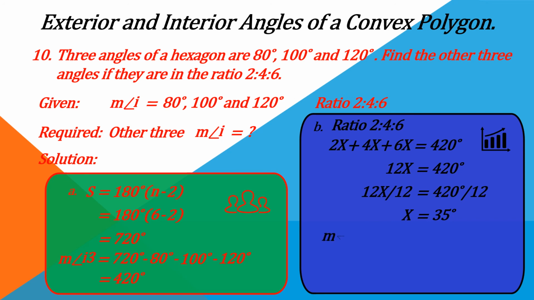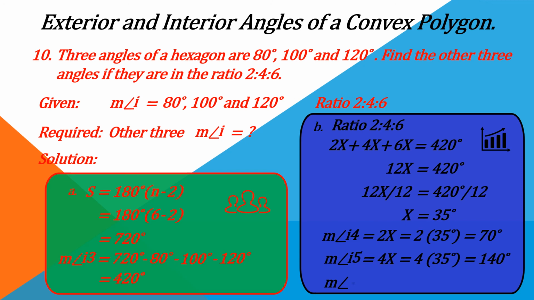So the measure of interior angle 4 is equal to 2x, or 2 multiplied by 35 degrees, and simply 70 degrees. The measure of interior angle number 5 is equal to 4x, or 4 multiplied by 35, and it is equal to 140 degrees. And the measurement of interior angle number 6 is equal to 6x, or simply 6 multiplied by 35, equal to 210 degrees. And this is now our final answer.